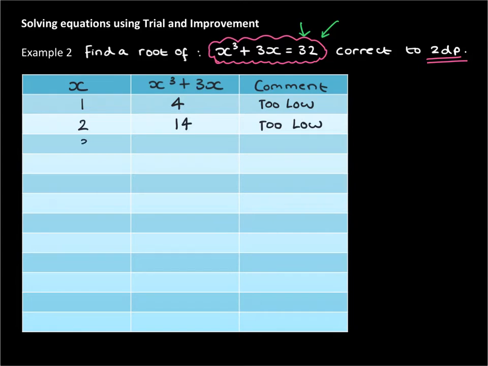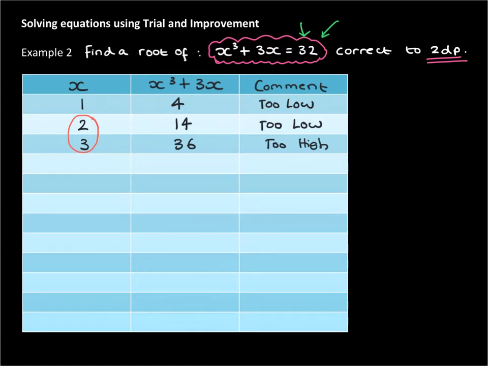Let's try x equals 3. This gives me an output of 36, which is too high. Now, that means that my answer, my true answer, has got to lie somewhere in between 2 and 3. So my ultimate value of x will be 2 point something something, correct to 2 decimal places, but of course we have to investigate a little bit further.